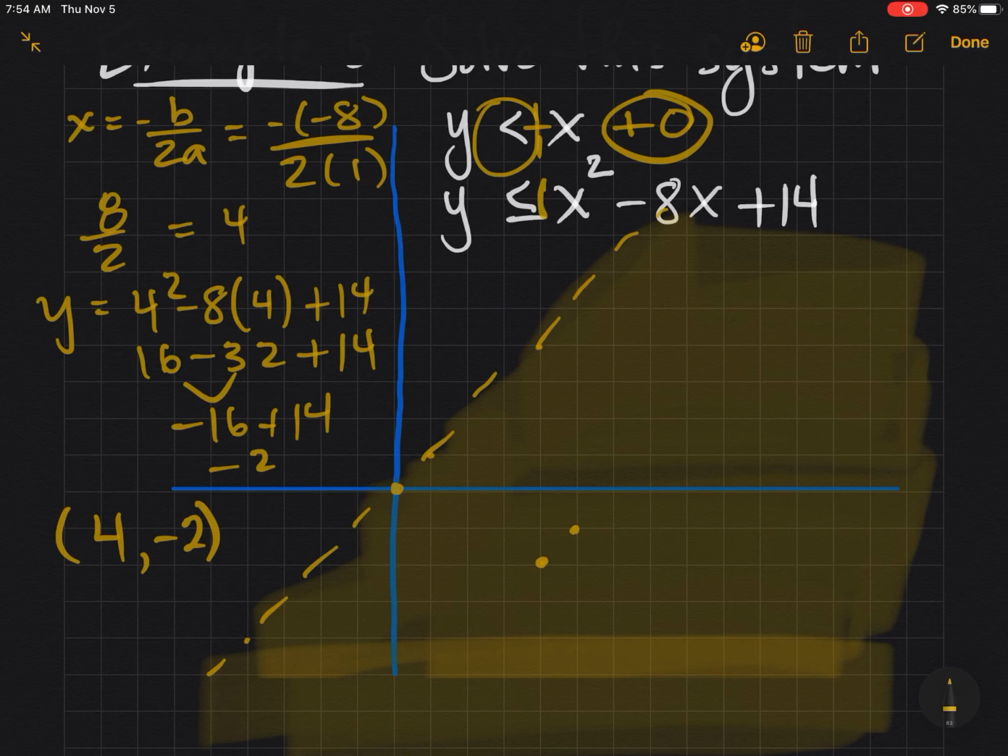And a is 1. So 1 squared is 1. 2 squared is 4. 3 over 3 up 9. And we have our parabola. Oh, I did that point wrong. And is it solid or dotted? Well, it's equal, so it is solid.